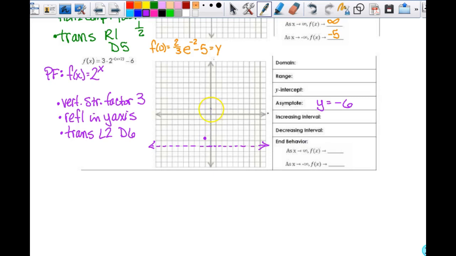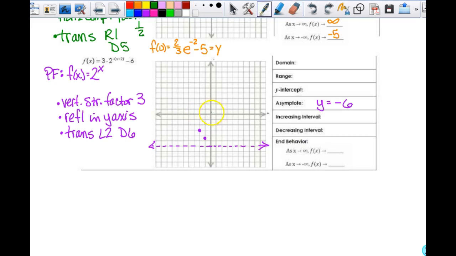When x is 0, y is 1. Vertical stretch by a factor of 3, so now my y value is 3. I reflect in the y-axis, which means I go nowhere. Go to the left 2, and down 1, 2, 3, 4, 5, 6. I didn't mean to actually make a point there.